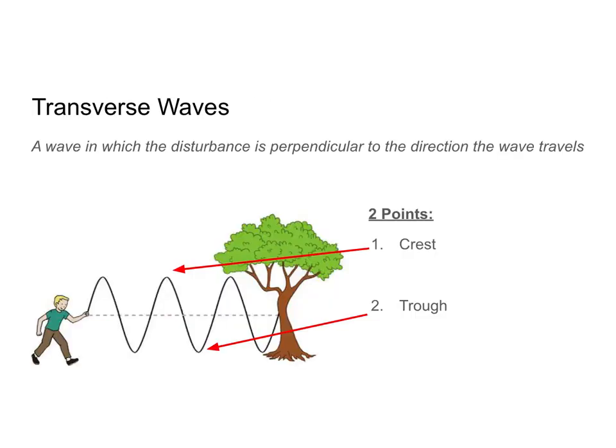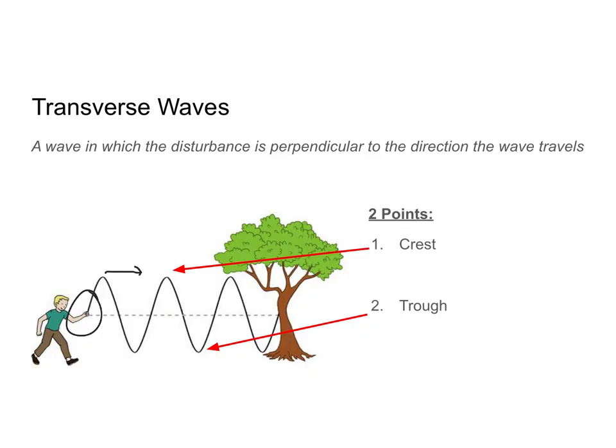But there's two different types of waves we're going to be talking about. And one that you need to know is called a transverse wave. This is a wave in which the disturbance is perpendicular to the direction the wave travels. If this guy is going to shake this rope up and down, this wave is going to be moving in this direction. It's going to move towards the tree.